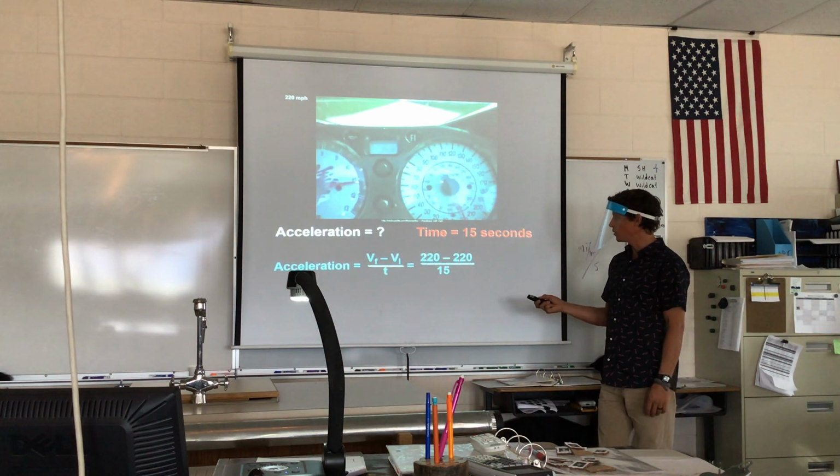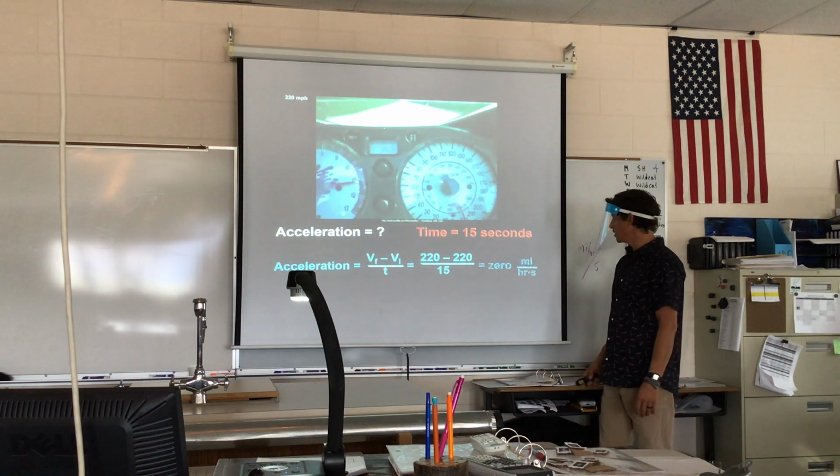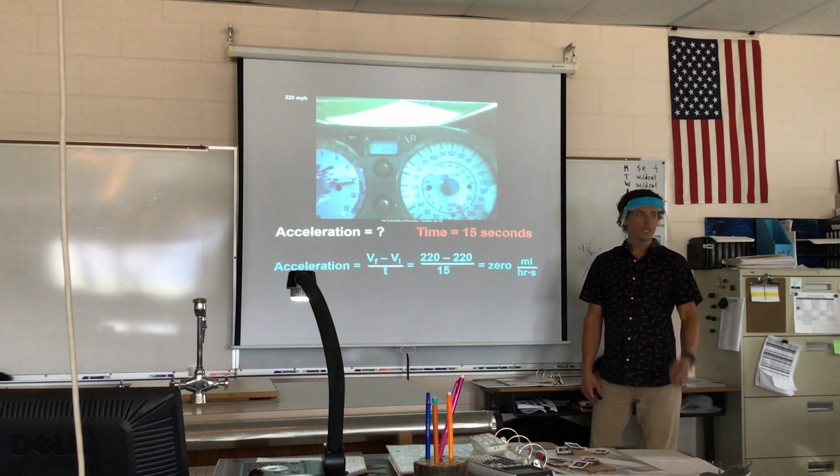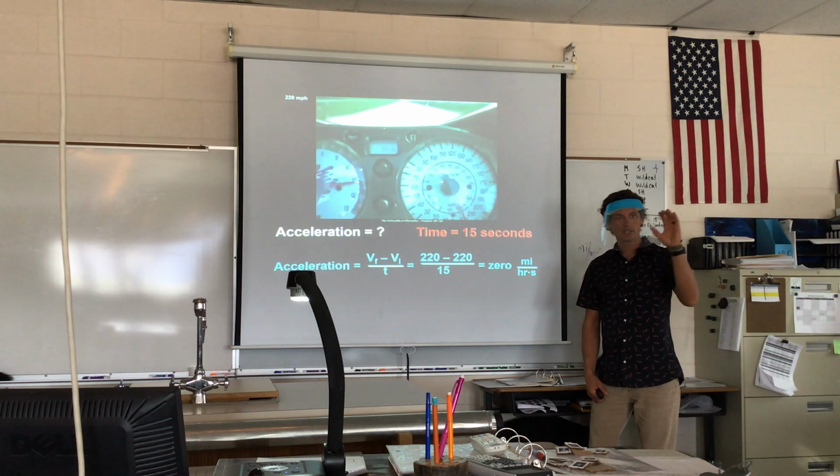It was going 220 to finish the final, and it started at 220. Okay, constant velocity. All right, divide by 15, you get 0. We need to know this. You can be going really, really fast and have 0 acceleration.